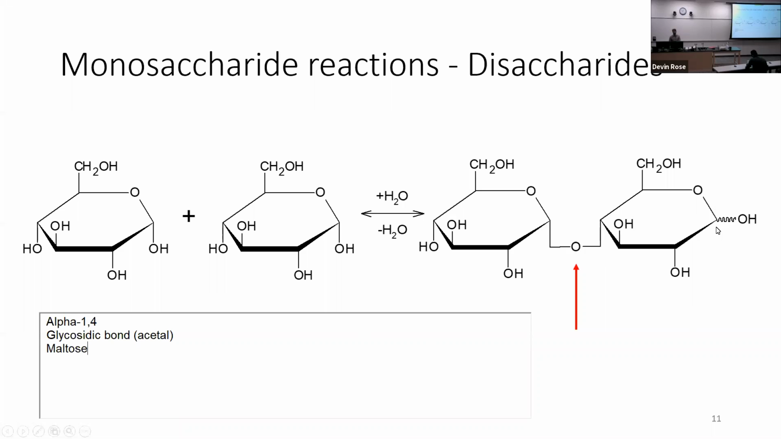So if this hydroxyl group is in the down position, then this sugar here is alpha maltose. If this hydroxyl group is up, then we would have beta maltose. So even though, and maltose, by definition, this one is alpha, always. So if we have a beta maltose, it's referring to this hydroxyl group. It doesn't mean that this one's beta. This one's always alpha. If this one's beta, then it's cellobiose, different sugar altogether.